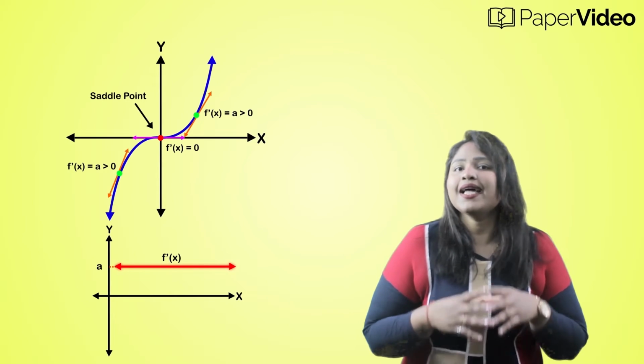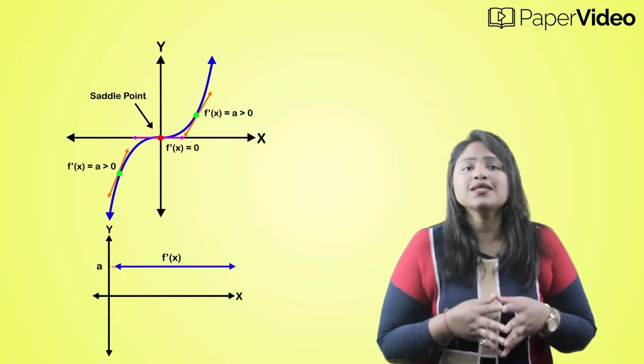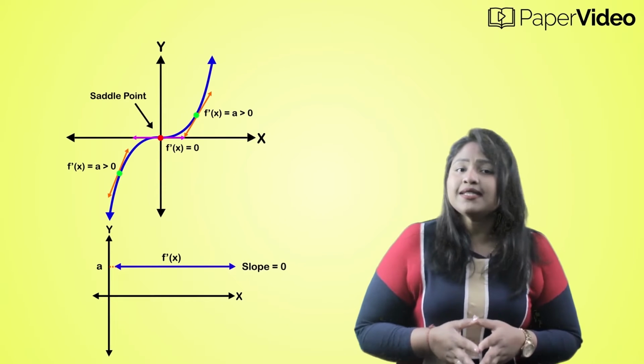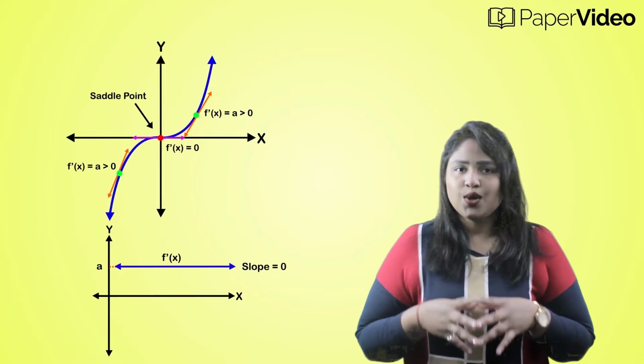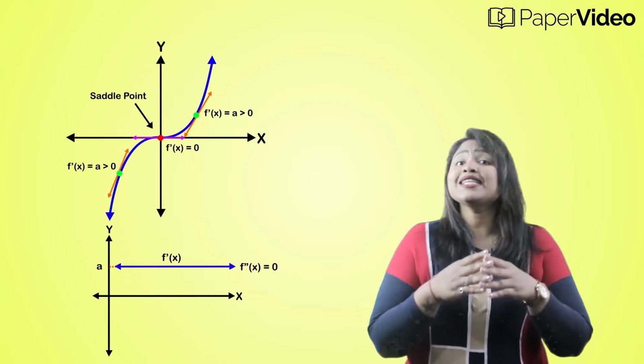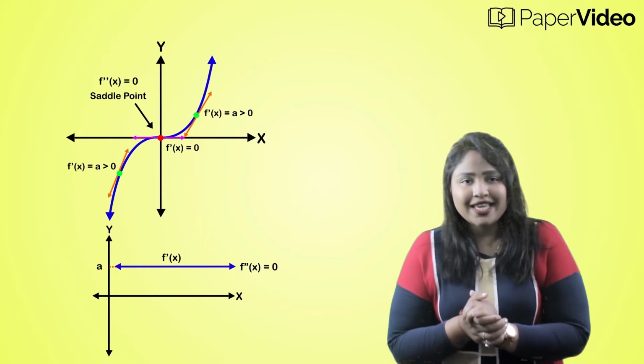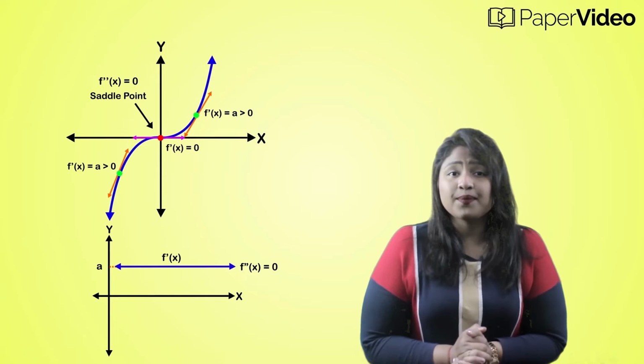As we can see that this graph is going from a to a, this means that it is a constant function. So that means its slope must be 0, which means if we find a derivative of f dash x, then its value will be 0. This means that f double dash x equals 0 at the saddle point.